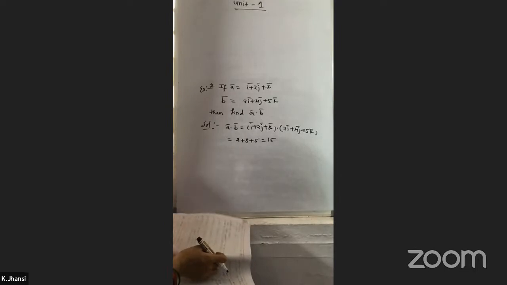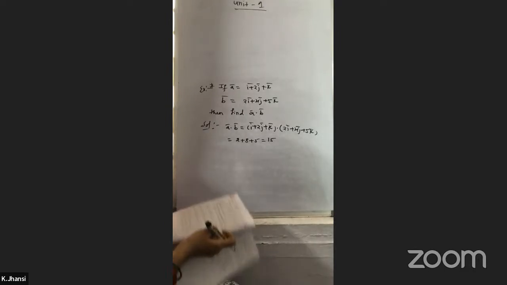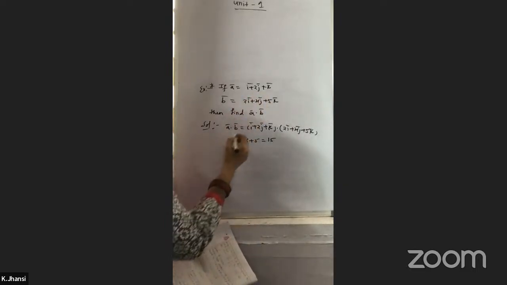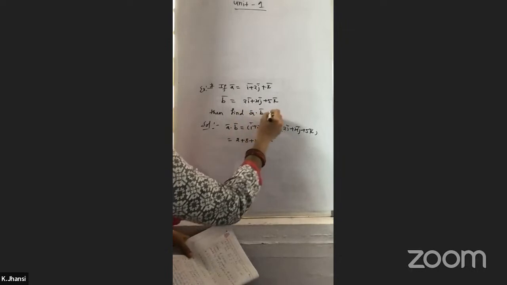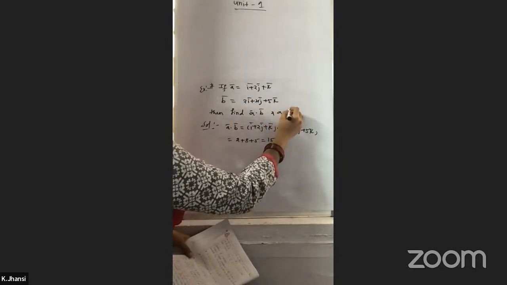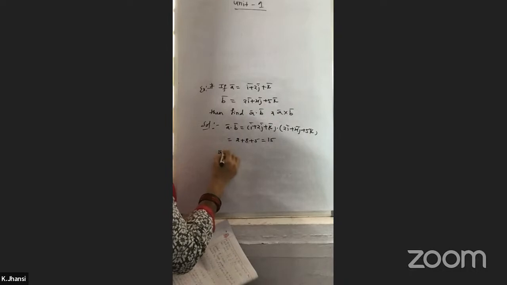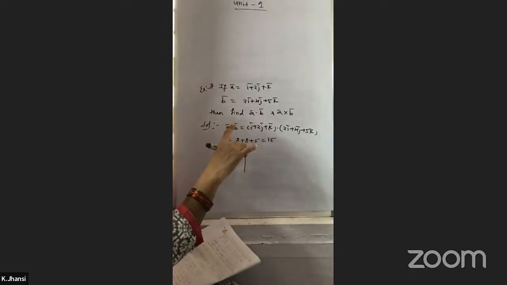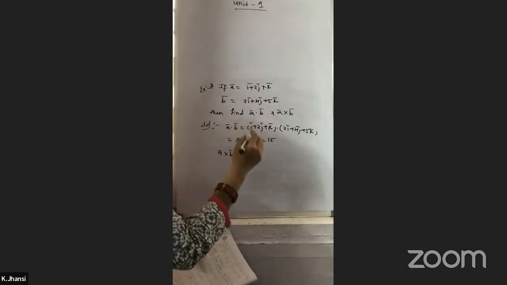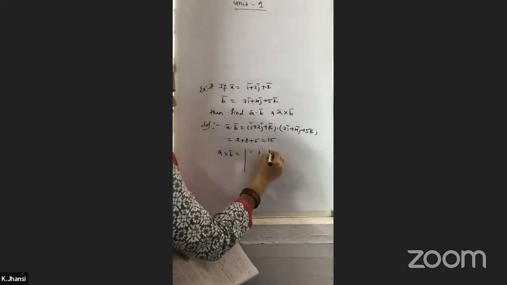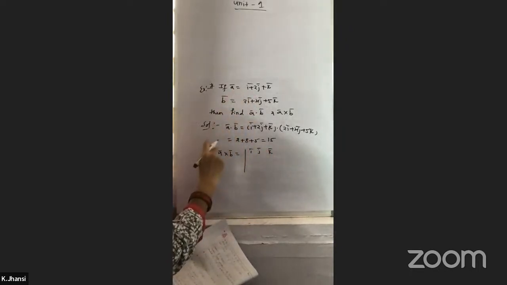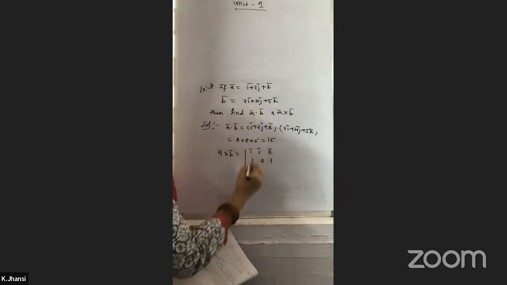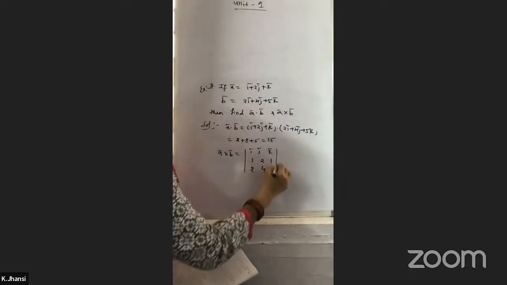And similarly, for this same problem you can find A cross B, or take any other problem also. So I am writing here: find A dot B and A cross B. Okay, for this we'll do A cross B. So first, write the first row as vector I, vector J, and vector K. And for A, write the coefficients of I, J, K. So 1, 2, 1, and for B, 2, 4, 5. Okay.